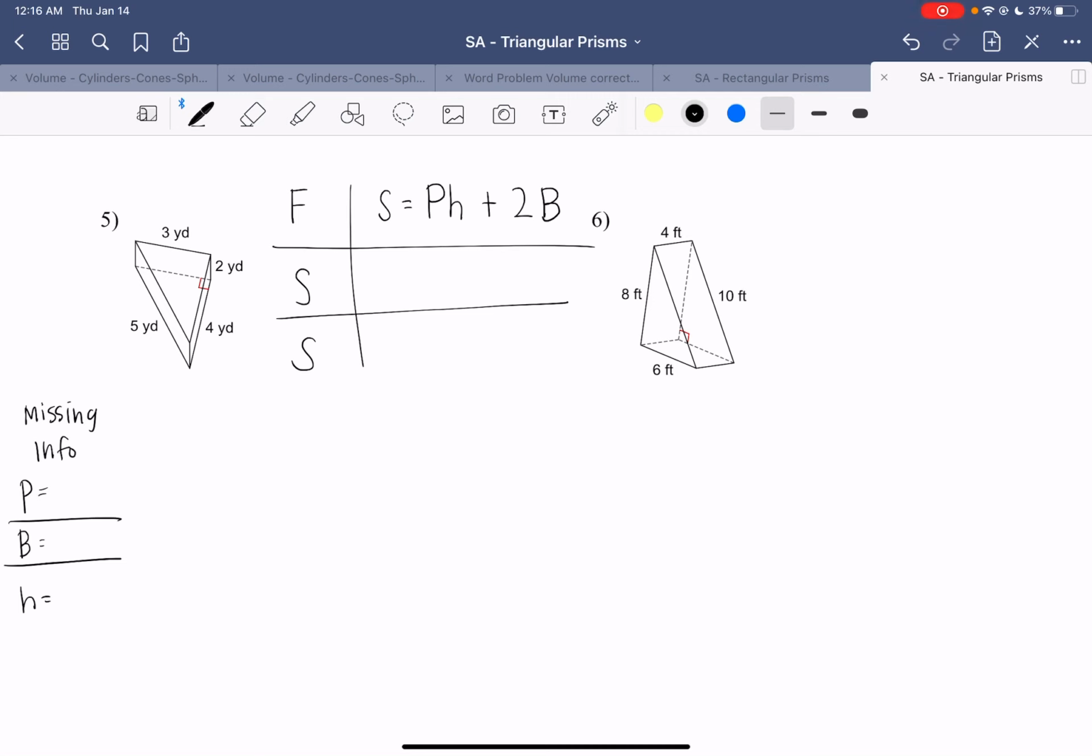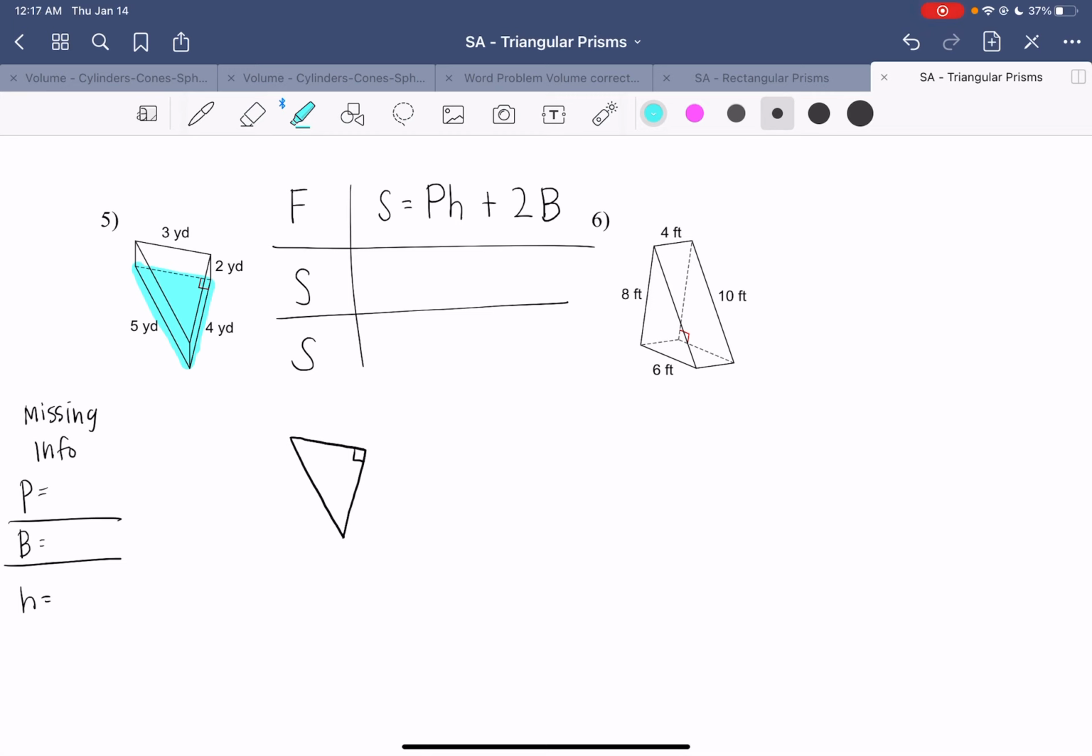So I'm going to first trace my base. Do my best to trace my base. And then I'm going to move it over here. Okay, so here's our base. And what I'm going to do is highlight my base in blue. So I'm going to highlight that bottom base right there. Okay, so that bottom is blue.